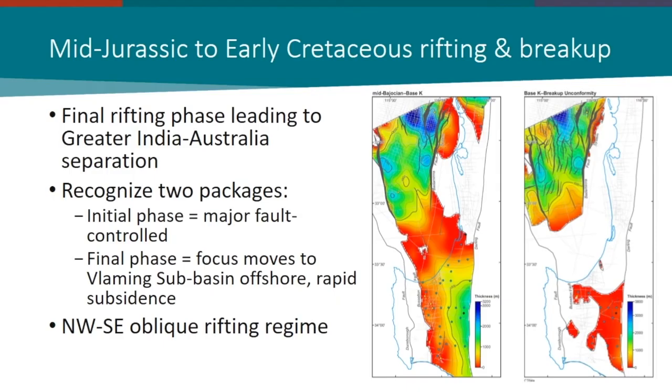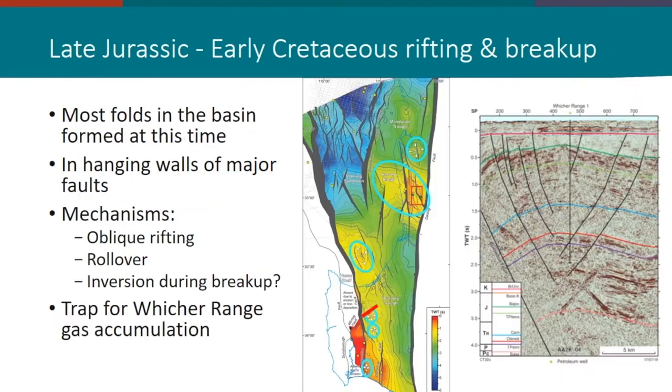Given published interpretations of oceanic crust isochron orientations, rifting is interpreted to be northwest-southeast oriented, and given that much of the strain at this time was accommodated on north-trending structures, we can interpret an oblique rifting regime. Therefore, a component of strike slip on these faults can possibly be expected. It's during this final rifting phase that most folds in the basin formed.